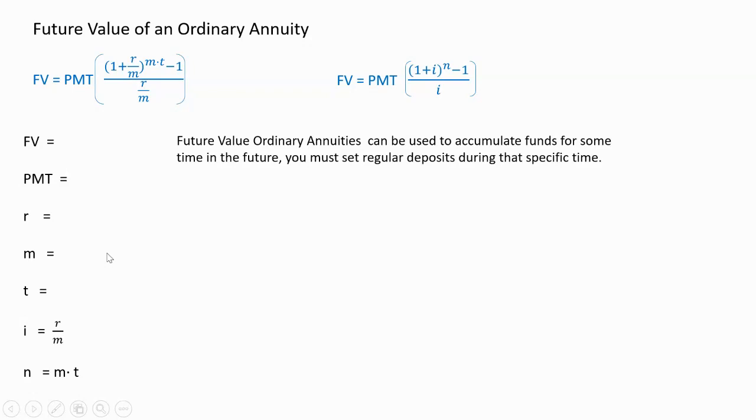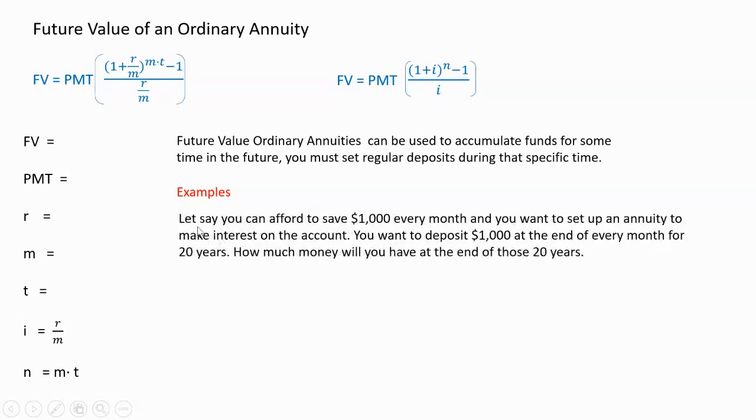Okay, now how can we use these types of annuities? Future value ordinary annuities can be used to accumulate funds for some time in the future. You must set regular deposits during a specific time. So in other words, here are examples of how you can use them in the real world, and I believe we're going to go over these 2 examples that I'm going to write down here.